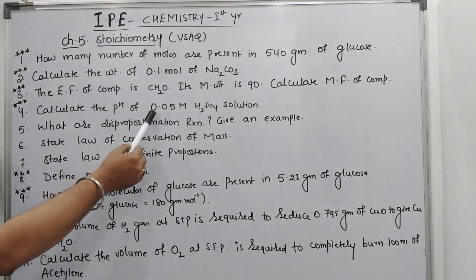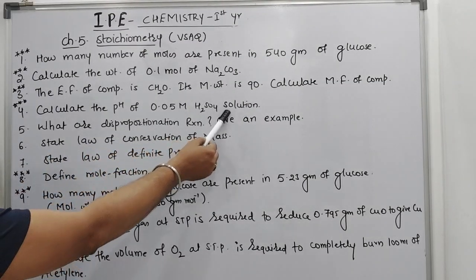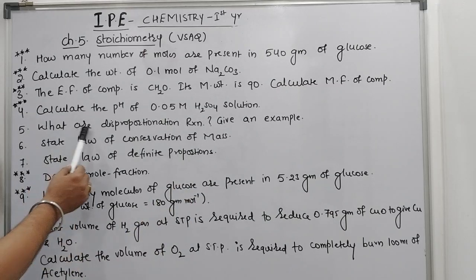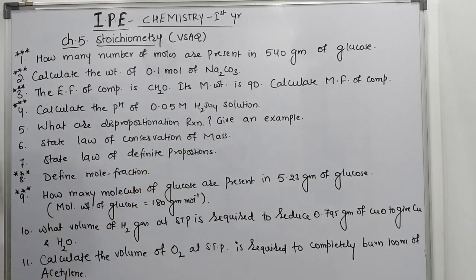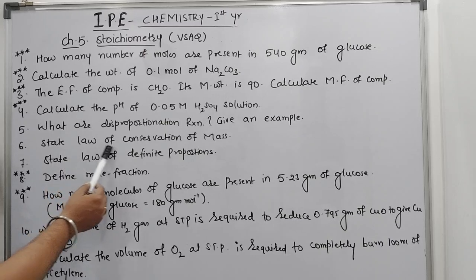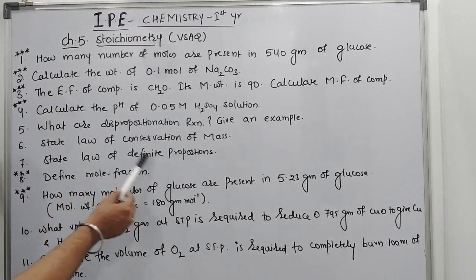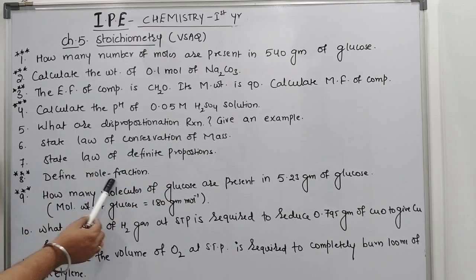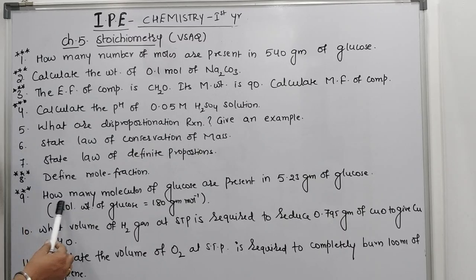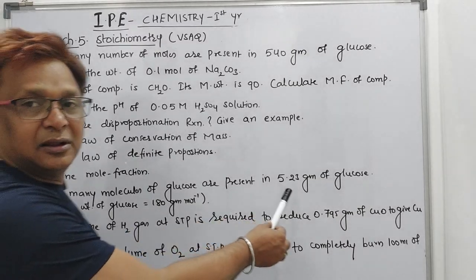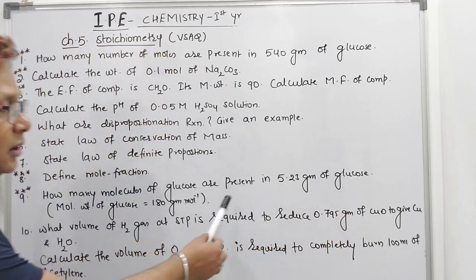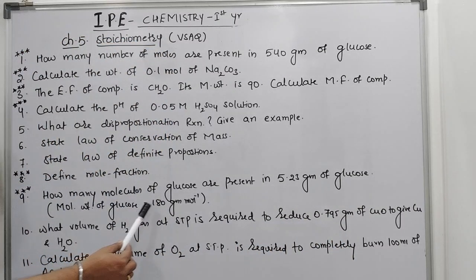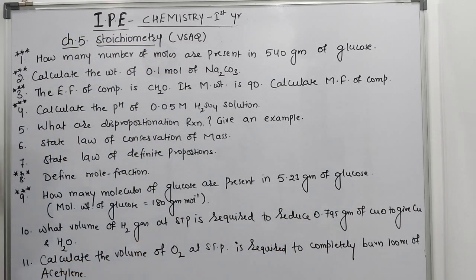Calculate the molecular formula of the compound. Calculate the pH of 0.05 molar H2SO4 solution. What are disproportionation reactions? Give an example. State the law of conservation of mass. State the law of definite proportion. Define mole fraction, most important. How many molecules of glucose are present in 5.23 gram of glucose whose molecular weight is 180 gram per mole?